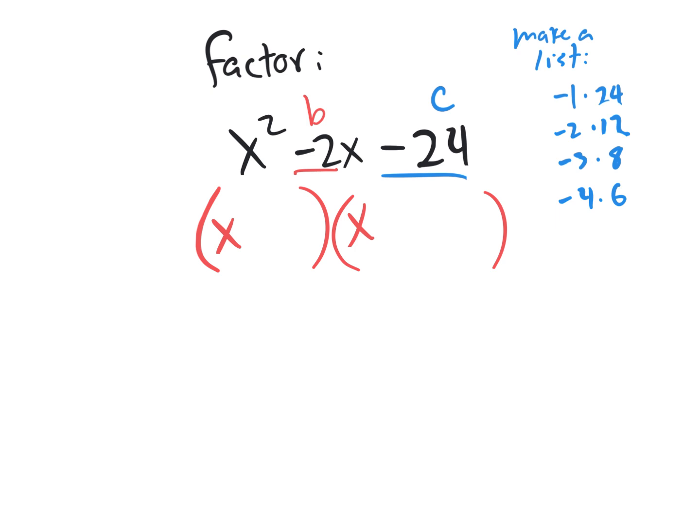But anyways, you make that list, and then you've got to think, which of these numbers, when I combine them, gives me the middle value b? What is 24 plus negative 1? That's 23. That's not 23, so this pair of numbers is not it. How about 12 take away 2? That's 10. This b value is not 10, so that's not it either. How about 8 take away 3? That's 5. That's not it either. How about 6 take away 4? That's 2.